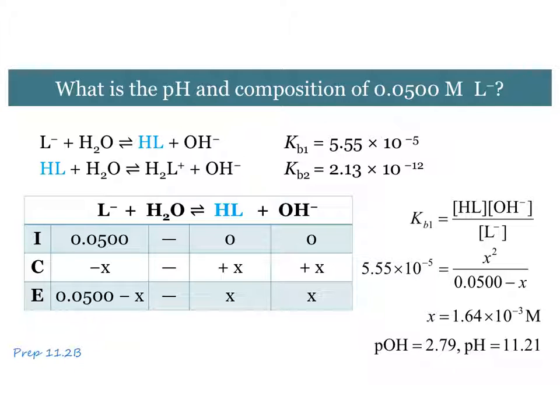Plugging our values into the Kb1 equilibrium expression, we see that we can make the x is small approximation because our initial concentration is at least 10 to the third larger than our K value. Solving for x gives us the concentration of hydroxide ion present. Recall this is a basic reaction, so we can solve for the pOH and the pH quickly.